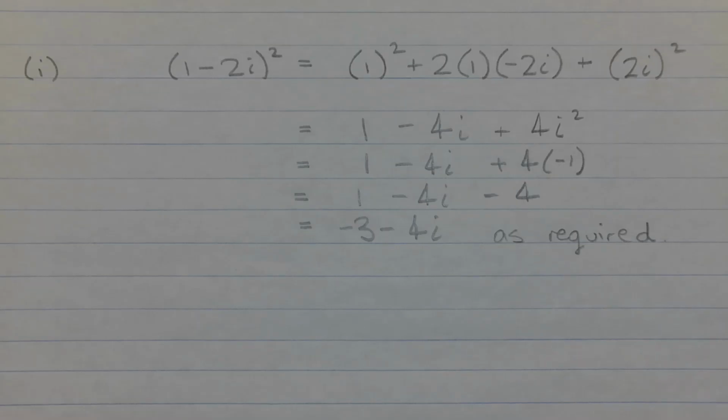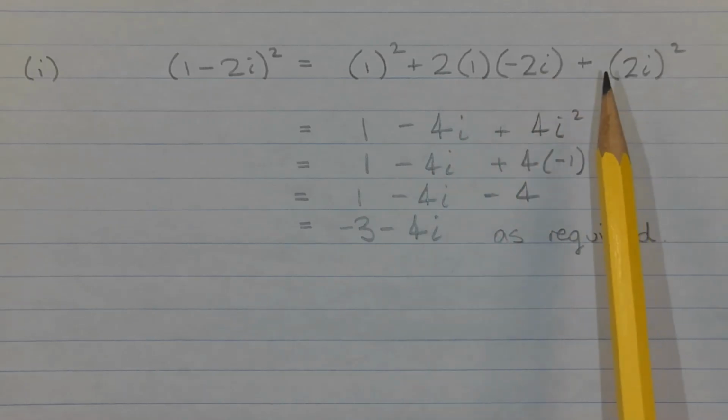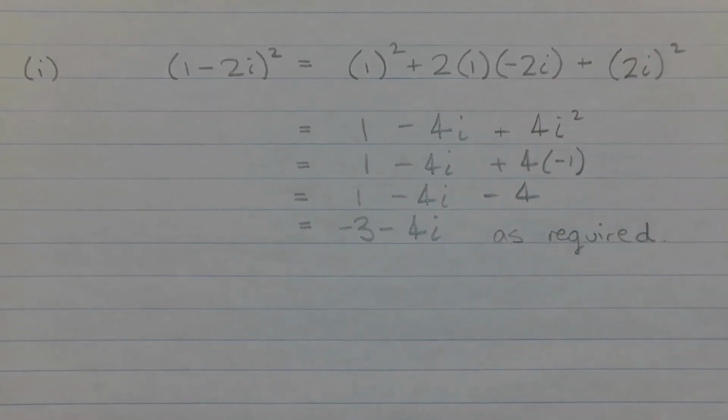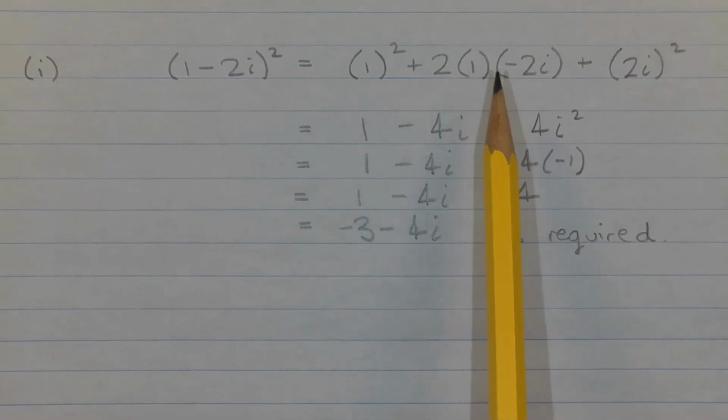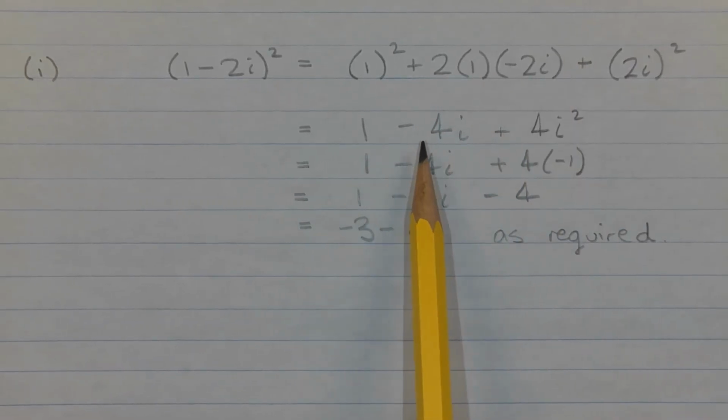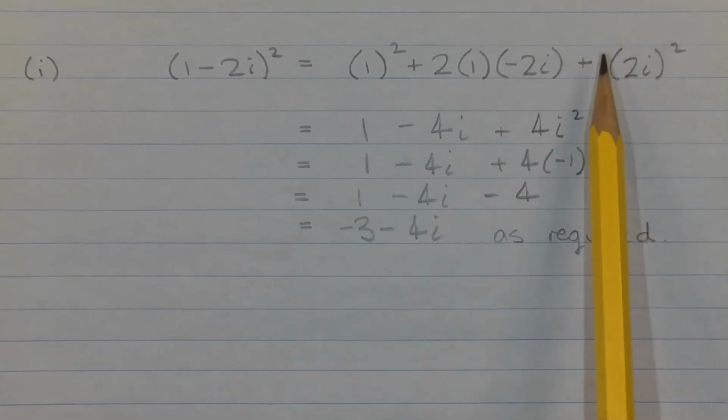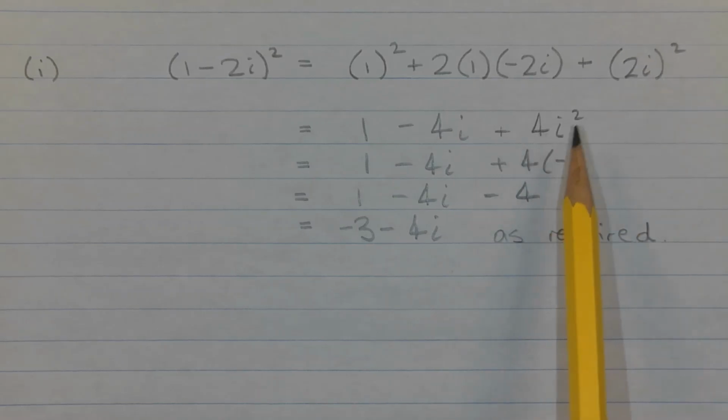Applying perfect square expansion, (1 minus 2i) squared is equal to 1 squared plus 2 times 1 times negative 2i plus (2i) squared. Now 1 squared is equal to 1, 2 times 1 times negative 2i is equal to negative 4i, and (2i) squared is equal to 4i squared.